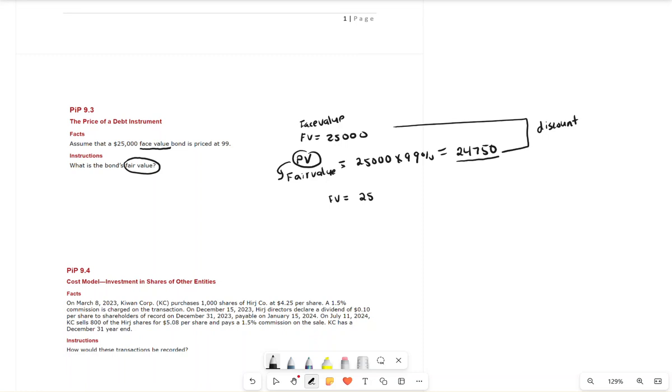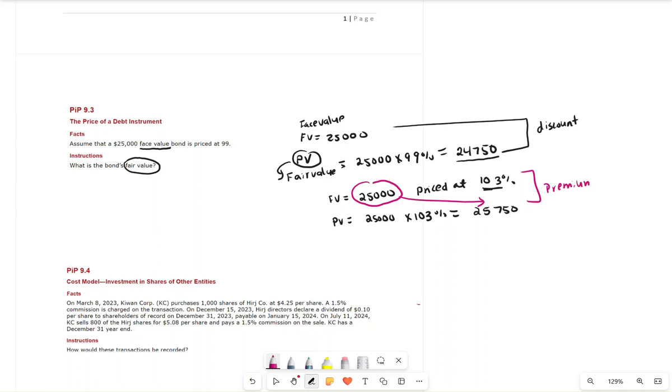If the face value is 25,000 and the question says it is priced at 103%, if it's more than 100, it will be a premium. But what will be the present value? I take 25,000 multiplied by 103%, and that gives me 25,750. So again, I compare the face value of your bond with the present value of your bond. Now this will be a premium investment in bonds. This will be a premium.